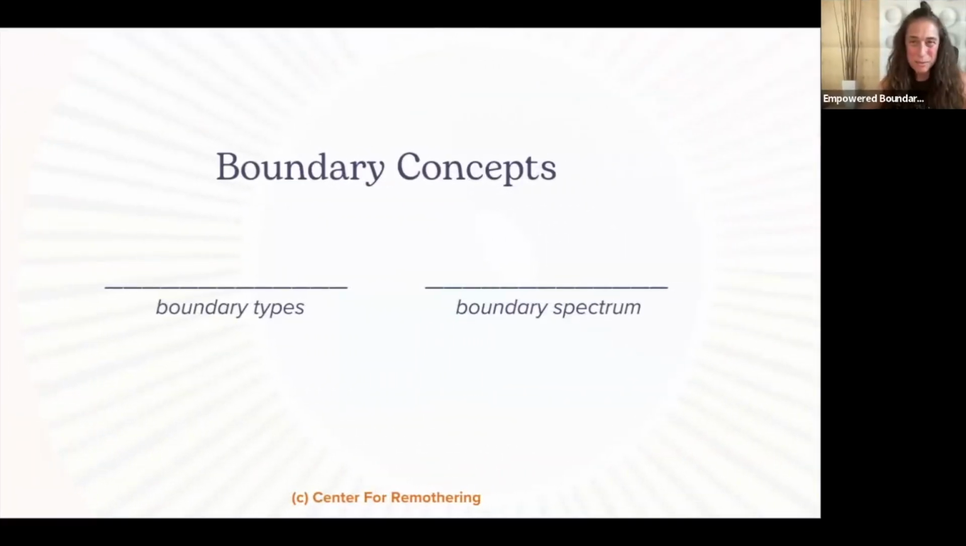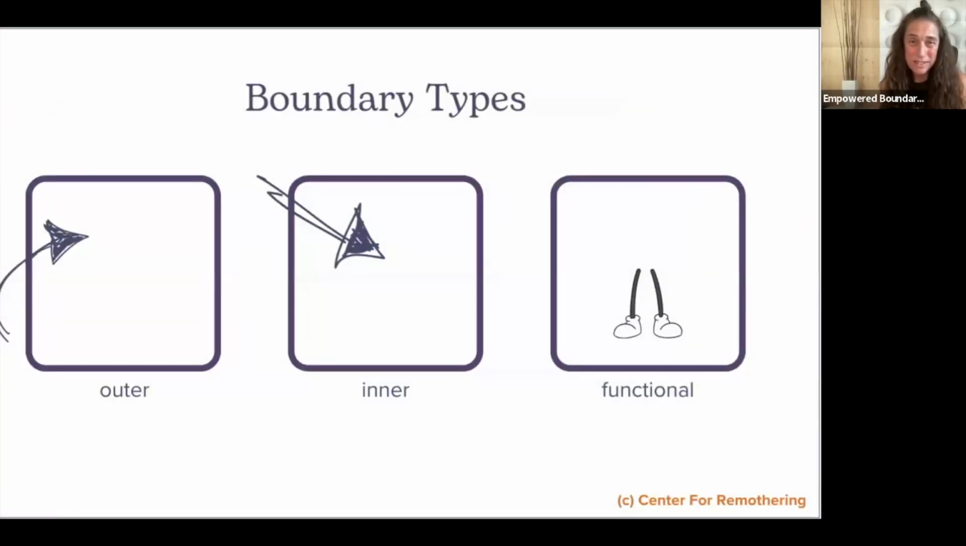In this video, we'll be taking our first pass around the spiral. The boundary concepts we'll be working with are boundary types and the boundary spectrum. There are many correct ways to categorize personal boundaries. For purposes of this course, I've grouped our boundary types into outer boundaries, inner boundaries, and functional boundaries.